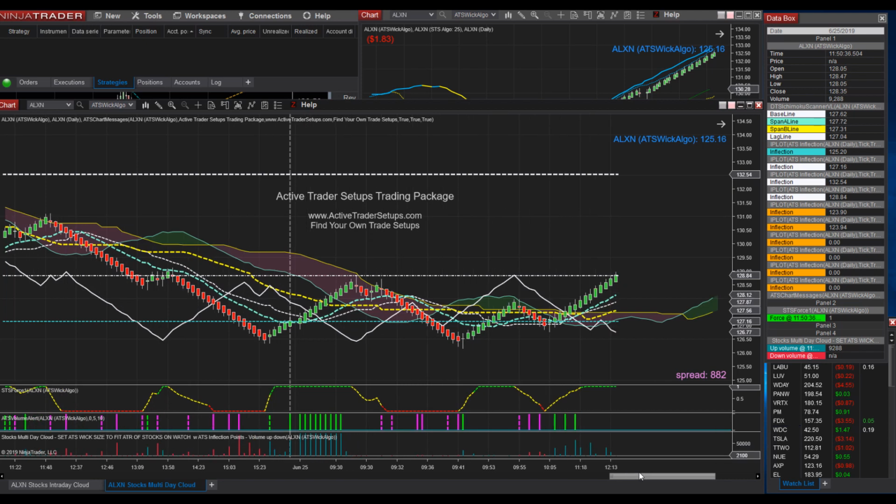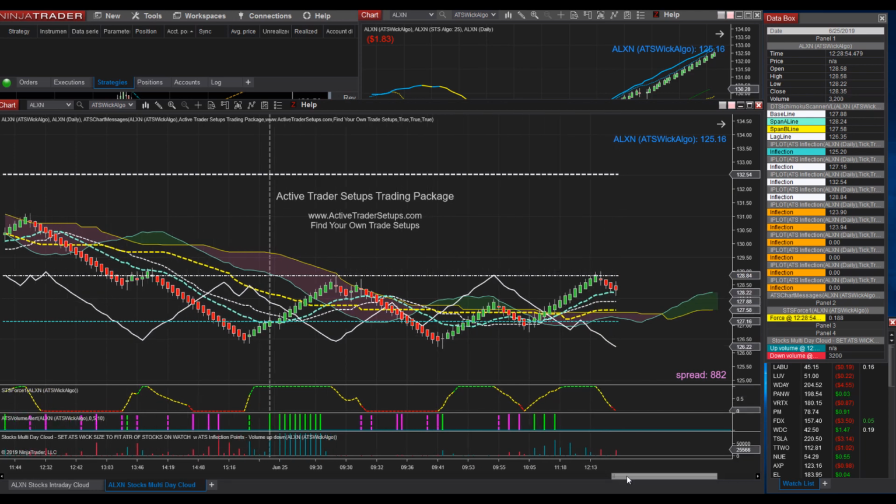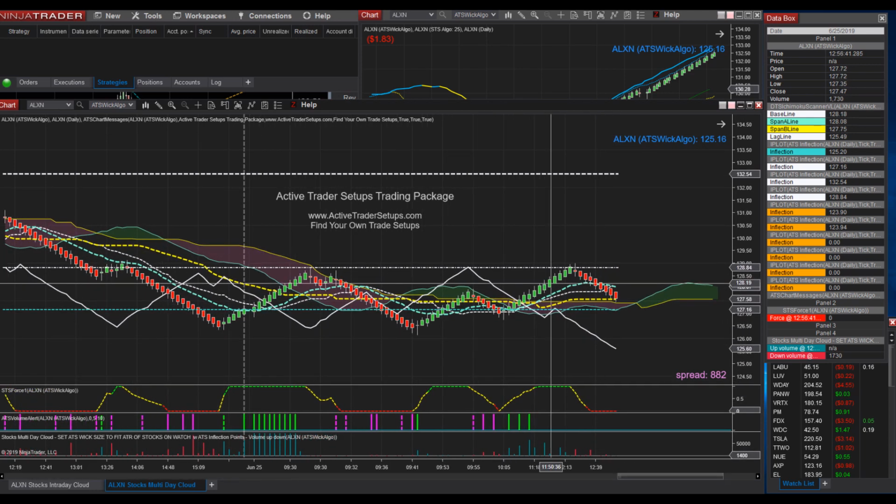Now, this is lunchtime. So it's worked its way around these clouds here. These are not thick clouds. Been a lot of choppiness. Gave a big run up here into this line. Failed it. Went right back to that same line from the day before, 128.84. Reversed off of that.